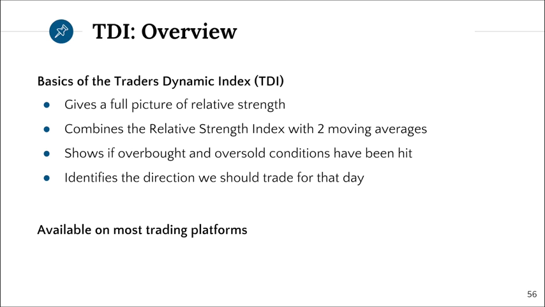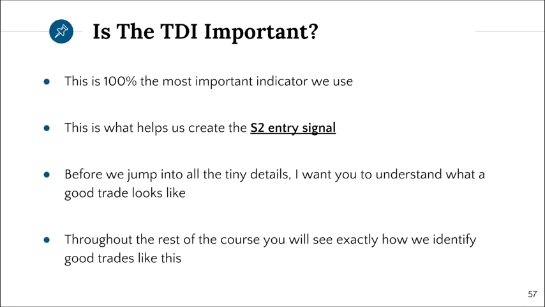So you're going to use the TDI a lot. This should be the first thing that you look at when analyzing a chart, not the candles. This is available on most trading platforms, and if it's not, you can build it by combining the RSI with two moving averages. The TDI is 100%, like I said, the most important indicator that we use.